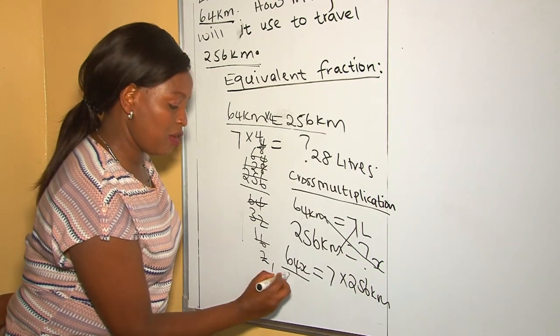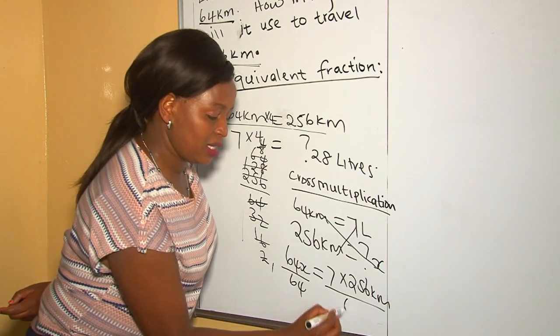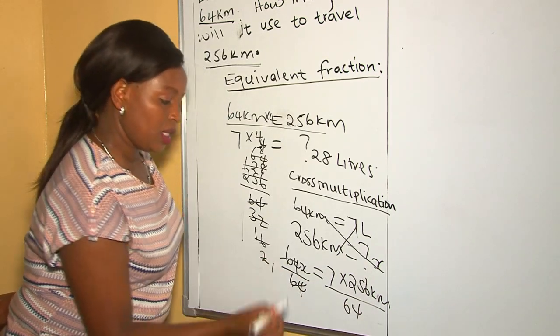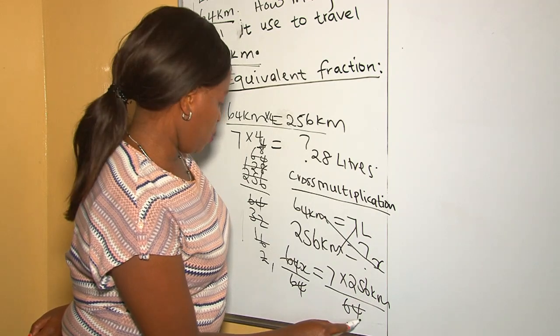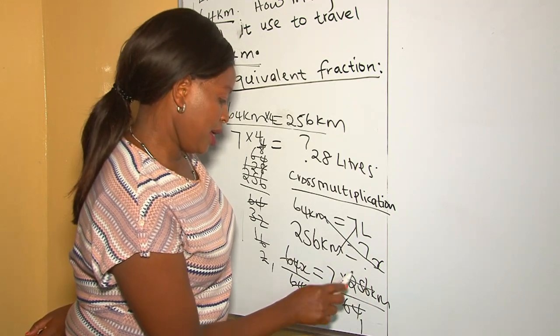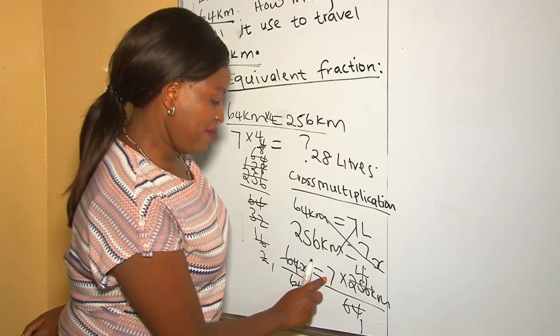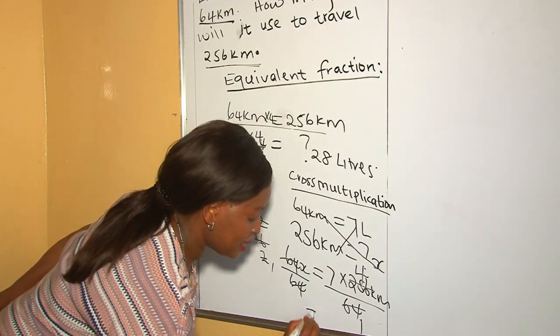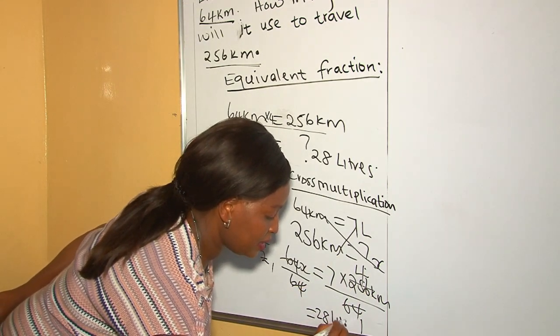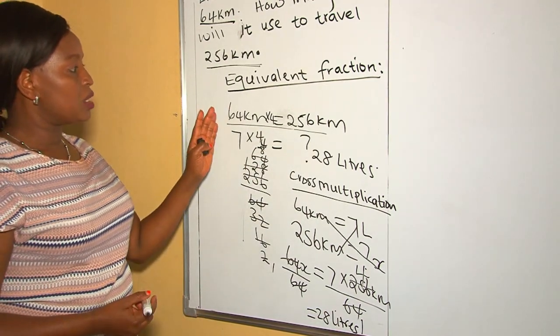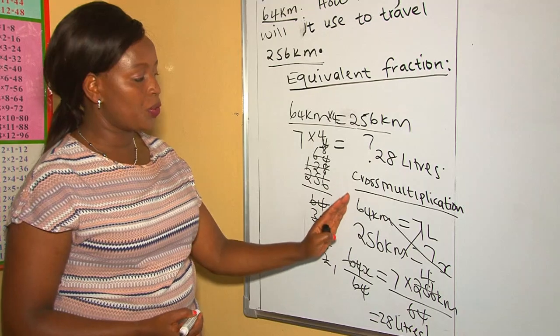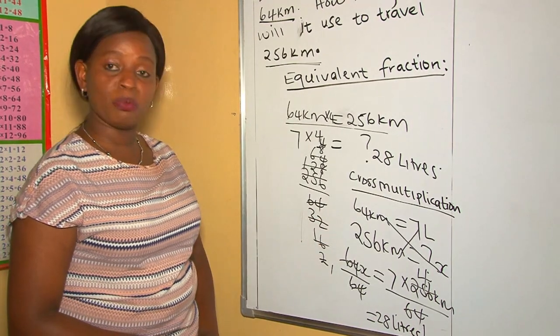So we want our x here. So we do away with 64 by dividing on both sides. So by 64, it's 1. By 64, it's 4. So 7 times 4, it's 28, which is 28 liters. Therefore, you can either use equivalent fractions or you use the cross multiplication method.